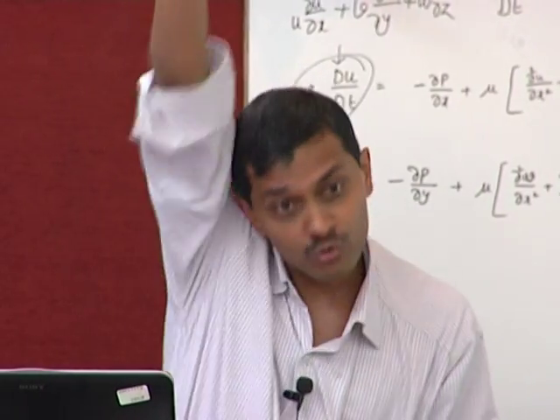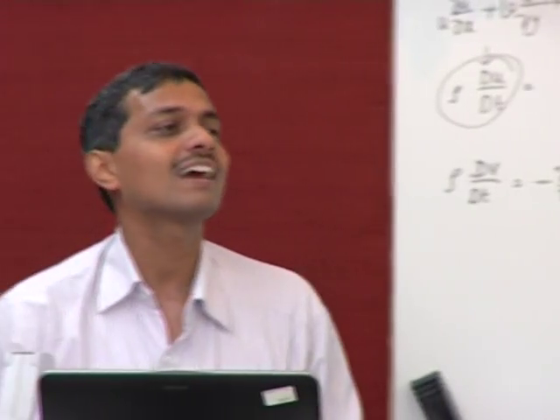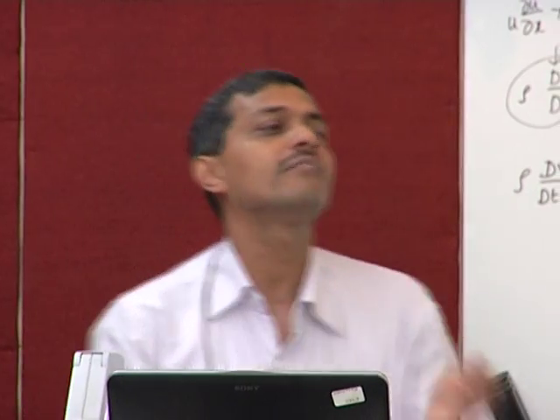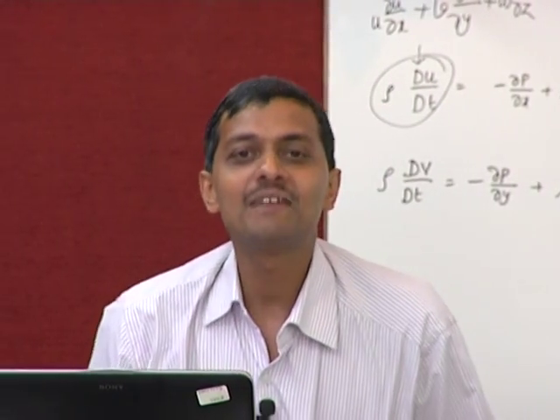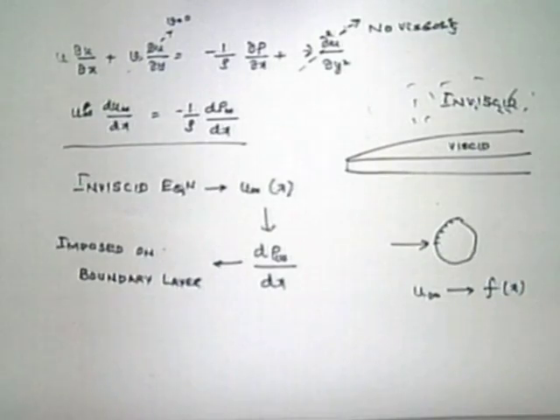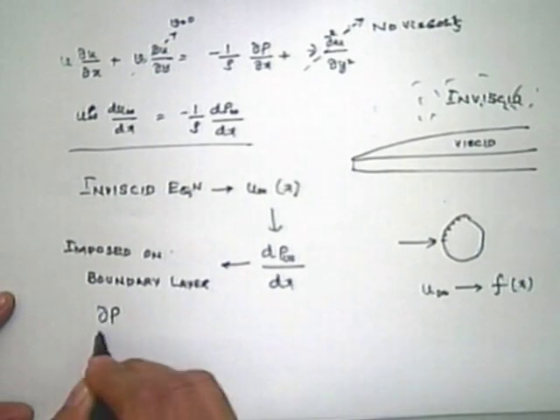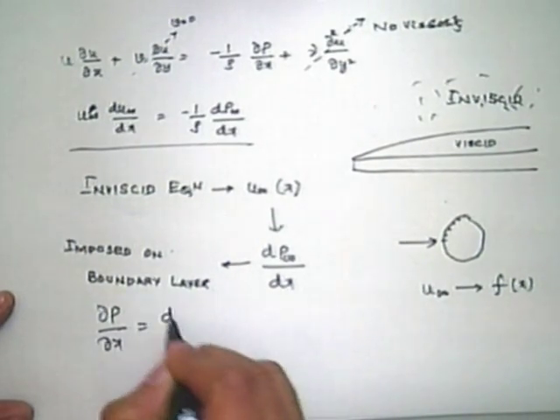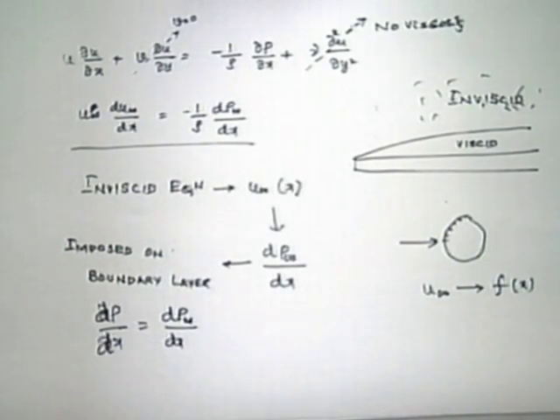I cannot go this way, I have to come from the inviscid portion to the viscid portion. Here we are lucky for a flow, that is precisely why we take flow over a flat plate. Why? Because we can throw away my dP by dx. So when I say imposed on the boundary layer, I mean that del p by del x is equal to dP infinity by dx. That is what I mean when I say it is imposed on the boundary layer.